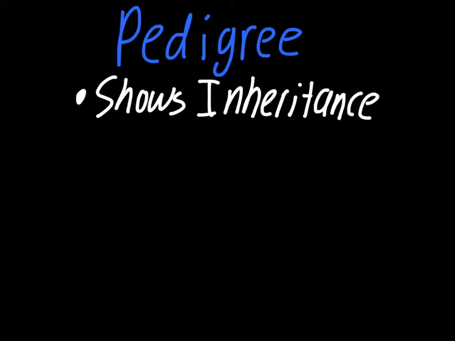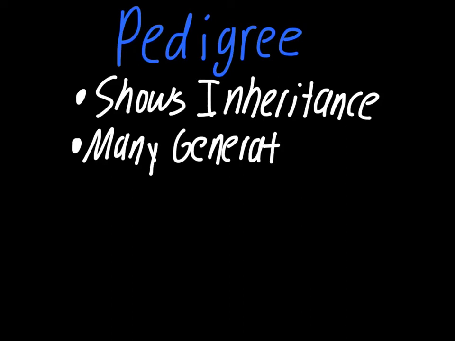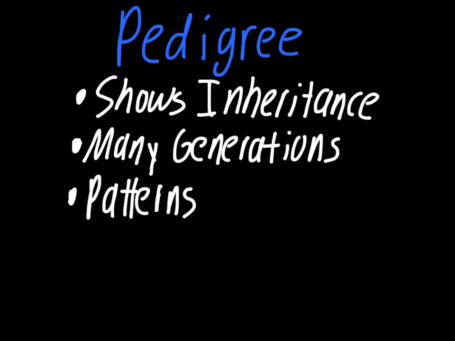The next thing is that it can show you many generations. Typically, they'll show you 3 or 4 generations. And then the final thing is that we're using this to help us develop patterns. So we're trying to figure out if traits are dominant or recessive based on their patterns of inheritance. So it's a different way of looking at things. Instead of doing Punnett squares, you can look at more complex traits and see how they're passed on.